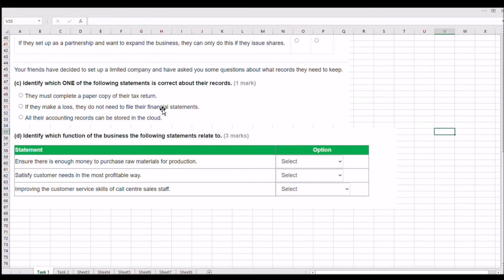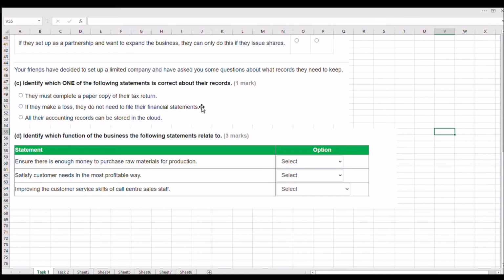Right. Your friends have decided to set up a limited company and have asked you some questions about what records they need to keep. Identify which of the following statements is correct about their records. They must complete a paper copy of their tax returns. No. Tax returns now are digital. If they make a loss, they do not need to file their financial statements. Oh, yes, they do. They would still need to file their financial statements if they make a loss.